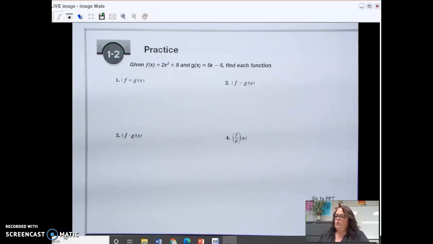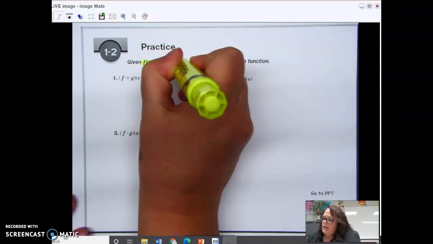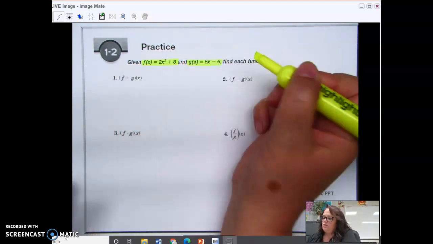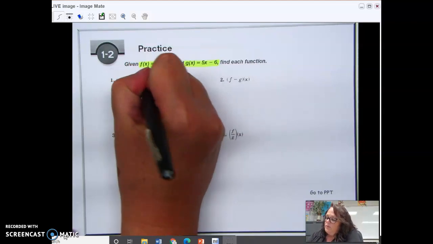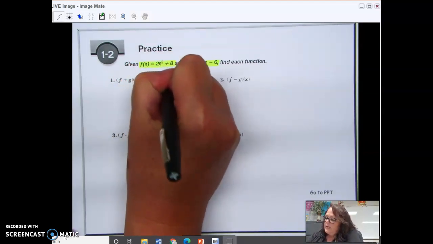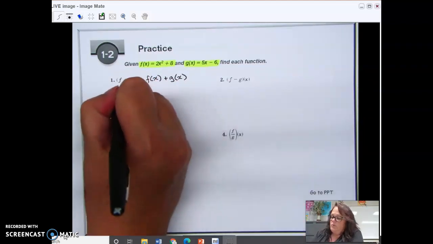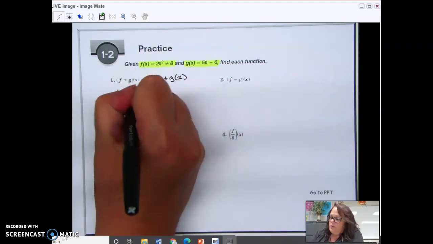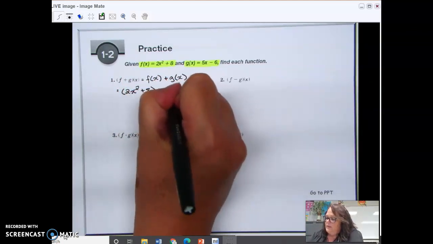If these numbers are too hard to see, I did give you a PDF of these notes that were fill in the blank, so you can use that. I want you to notice in the directions, they told us what f of x was equal to, and they told us what g of x was equal to. Then they wanted us to find the sum of f and g. What we said was that's the same as f of x plus g of x. So now I can do the substituting. We said f of x was equal to 2x squared plus 8, and g of x was equal to 5x minus 6.